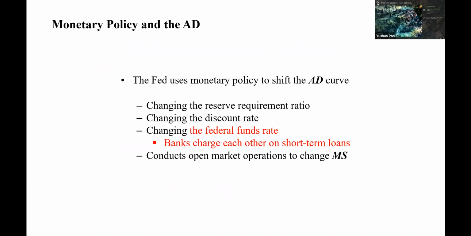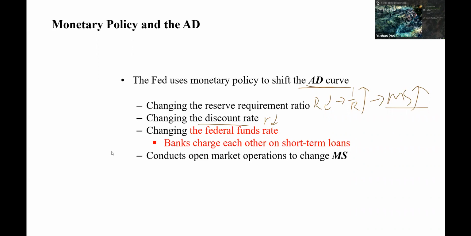So the Fed can use monetary policy to shift the AD curve, as we learned before. How can the Fed use monetary policy to shift the AD curve? The first is changing the reserve ratio. If the reserve ratio decreases, that will increase the money supply, right? And if the money supply changes, then that could cause the interest rate to change, and that will change the aggregate demand curve.